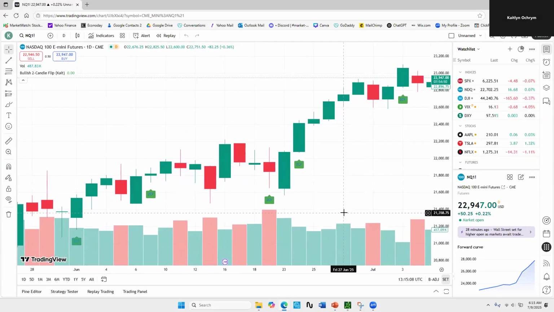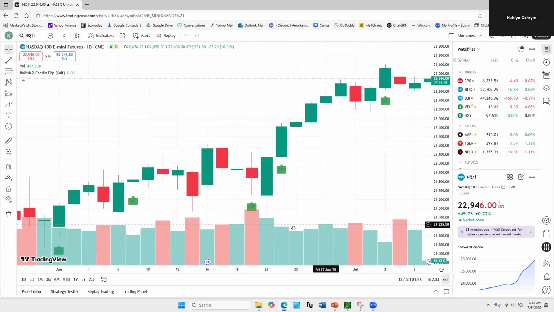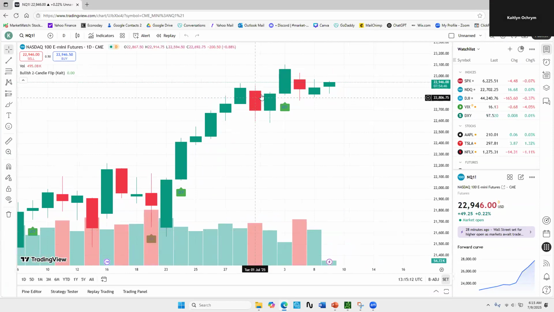Here's another chart. How about this one that we have from today? We have a red and green candle. Here's the coding showing us that this is when the two candle flip was activated. Now, was this a strong breakout or a weak breakout of this two candle flip?